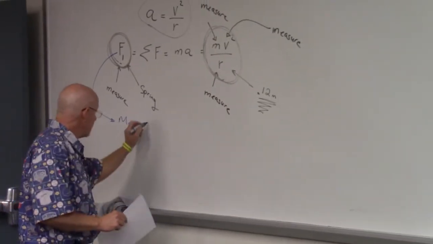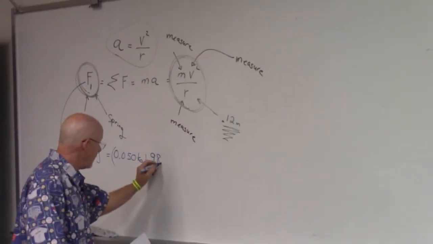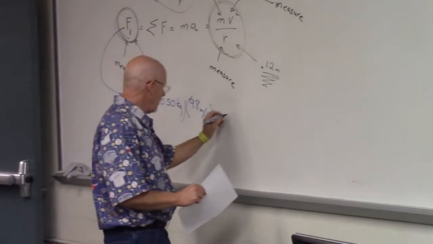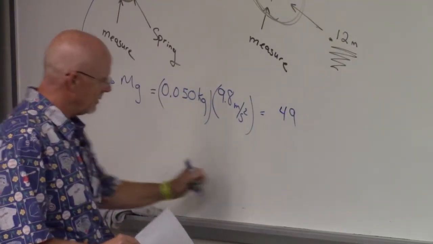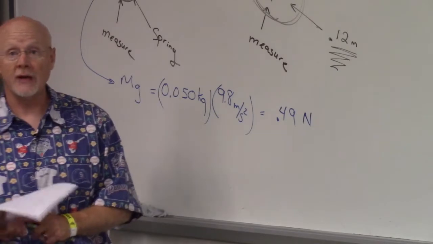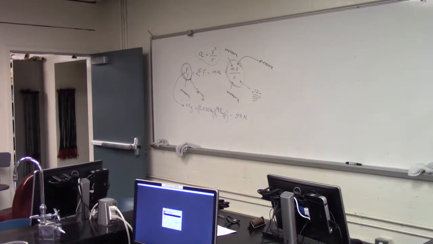But this tension then would be the capital M times G. And in this first case, it would be 0.050 kilograms. That's the 50 grams I have hanging. And then times 9.8 meters per second squared. And so half of 9.8 is 4.9. And it's not really a half, it's another decimal. So 0.49 newtons would be your first calculation. And I guess I said I wasn't gonna do it for you and I did the first one, my bad. All right, but I wanted you to see how you're going to get the tension from the spring. And we're gonna be changing that many times.